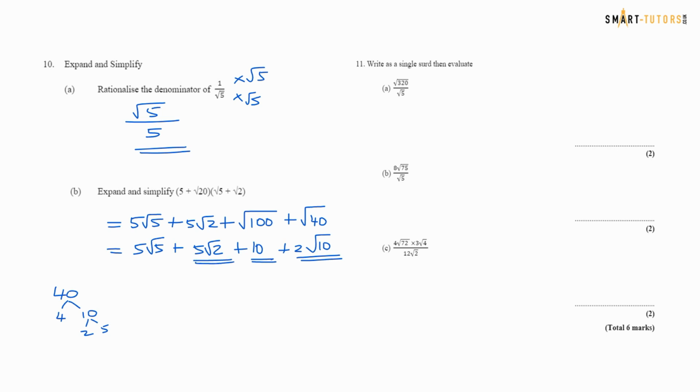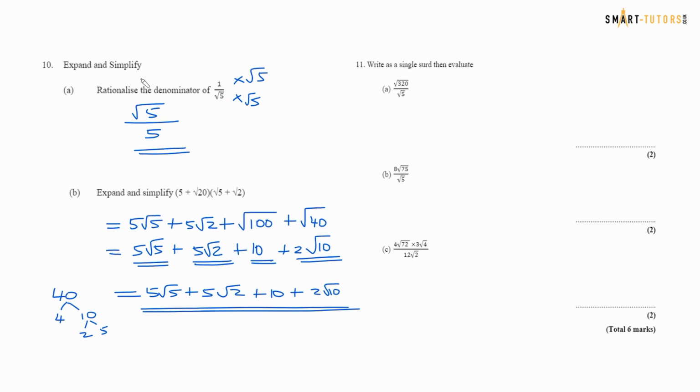This is 5 root 2 and this is 5 root 5. If you think about it, all the terms are different, so as long as you write the answer in a neat form, 5 root 5 plus 5 root 2 plus 10 plus 2 root 10. We can't simplify anything more than that because the terms are different expressions. Root 5, root 2, root 10, they can't be simplified, and a number.